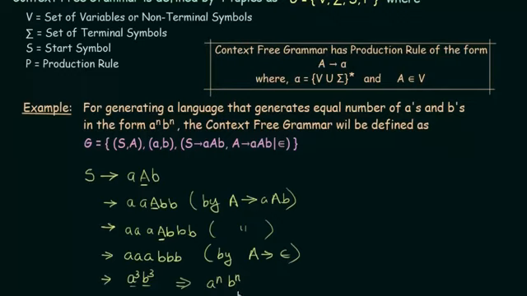So we see that this is generated using the context-free grammar which is defined like this and which has production rules of this form. This is how some strings or languages are generated using context-free grammar.